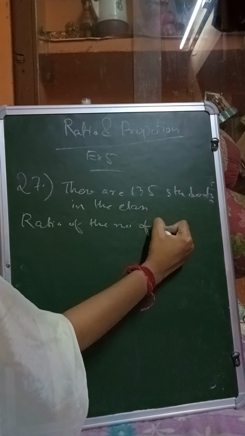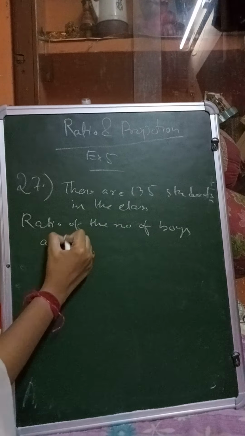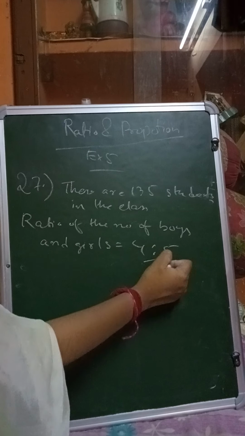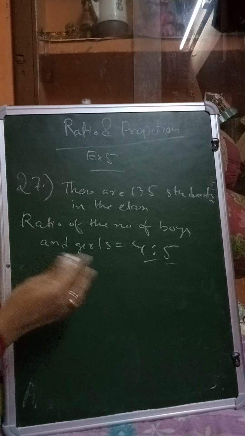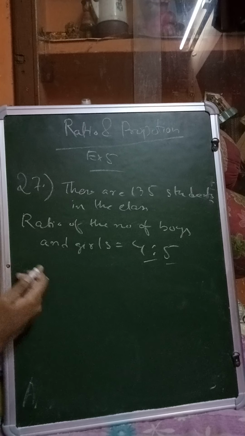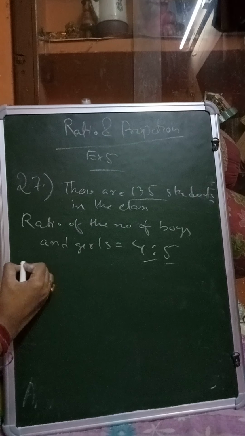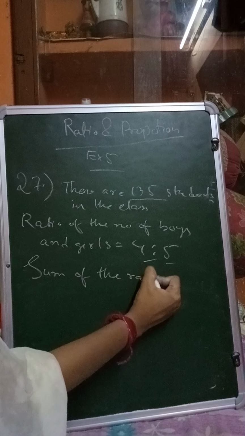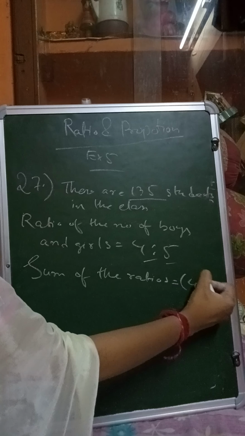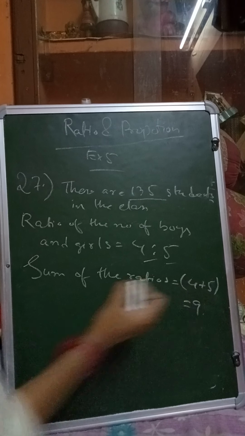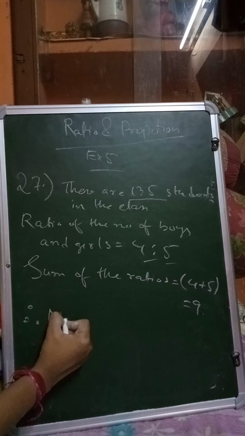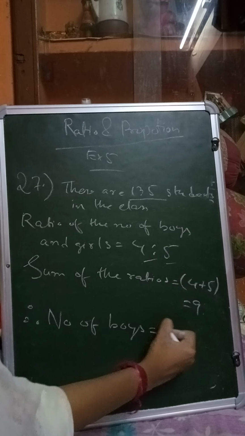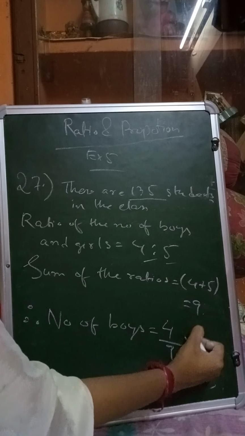So the ratio of the number of boys and girls is 4:5. But the real number of the boys and girls, we don't know, right? So the total number is 135. So we can write the sum of the ratios is 4 plus 5, which is 9. So the number of boys is 4 by 9 into 135.